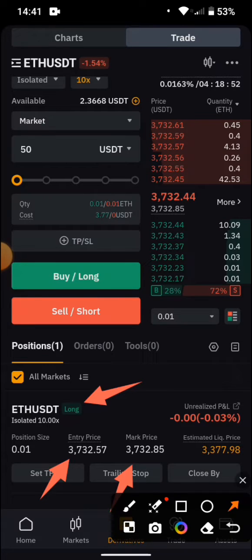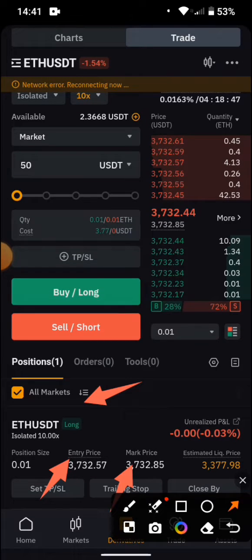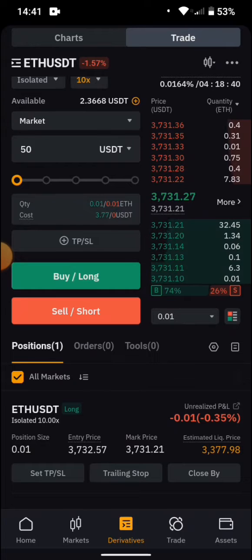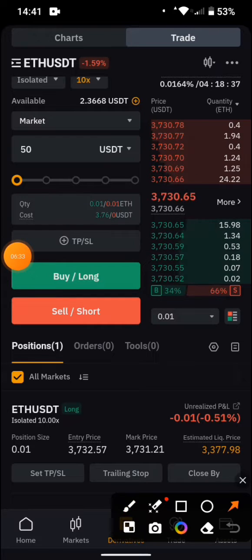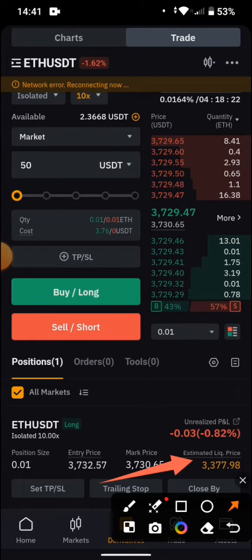Now the market is 3,732.85. So if you are longing, you are saying the market is going to go up. So now, what does isolated do in this case? You see this estimated liquidation price. This is the price the market is going to reach. You are saying Ethereum is going to pump to the upside. But in case it continues to drop, it drops to $3,377.